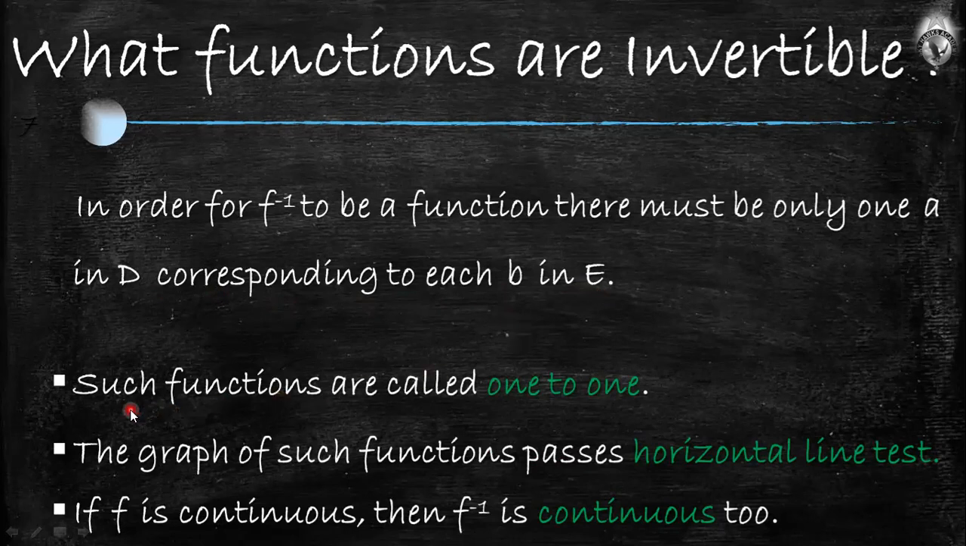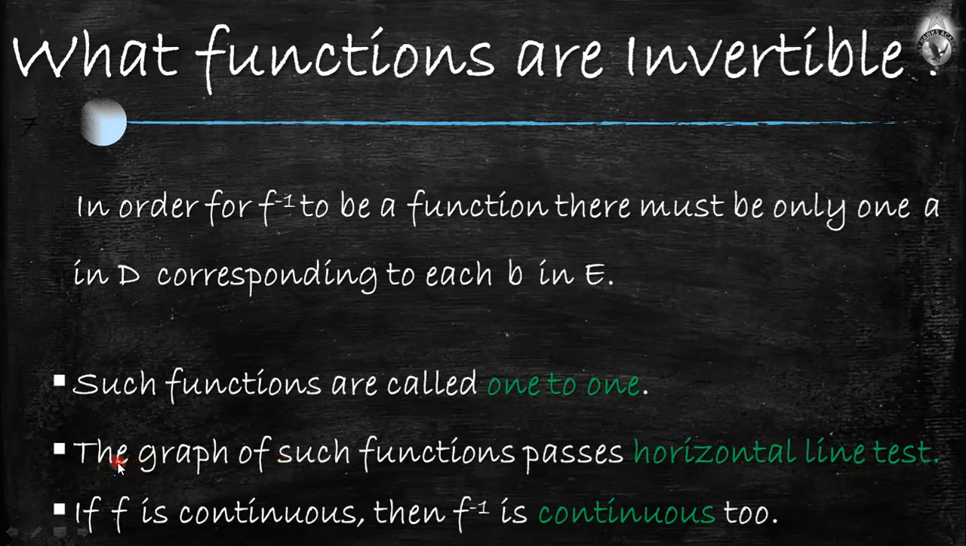The second thing, please read this one. Such functions are called one-to-one. One image, one arrow is going to only one. So if we are looking for the inverse of a function, that function must be one to one. Next is this one. The graph of such functions passes the horizontal line test. So this is another characteristic.